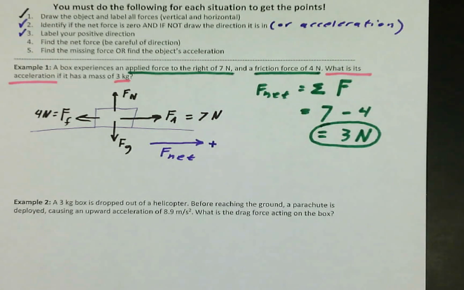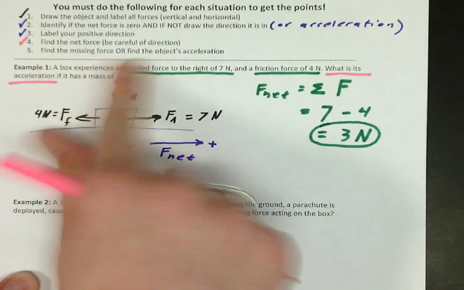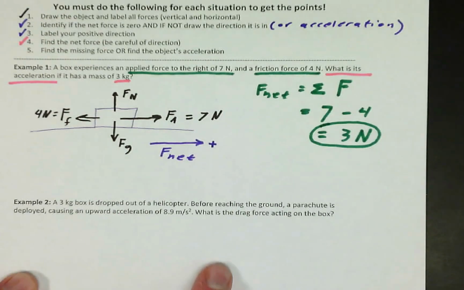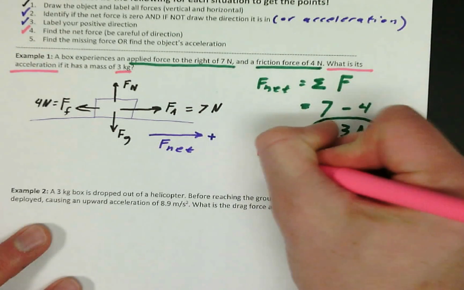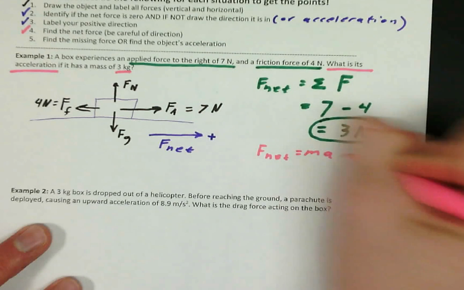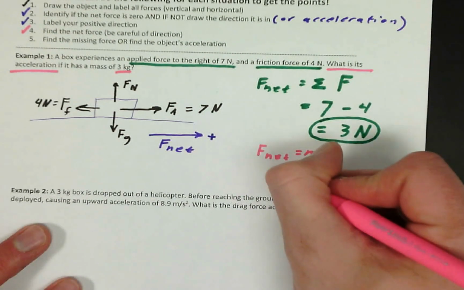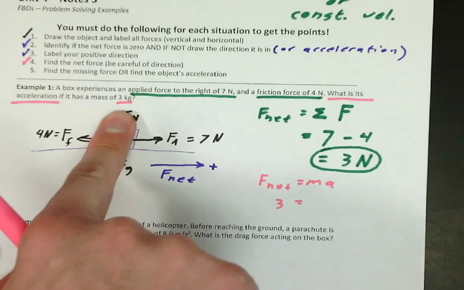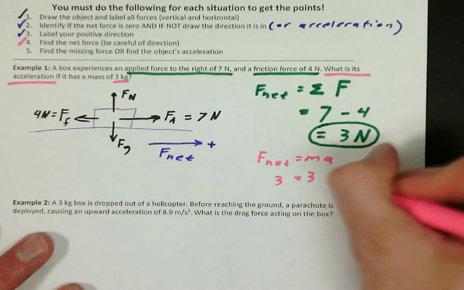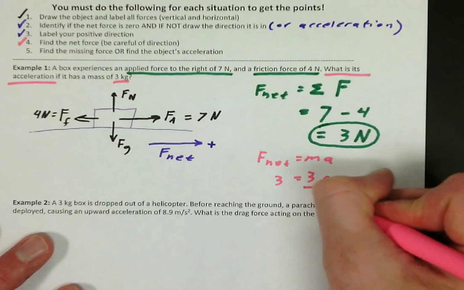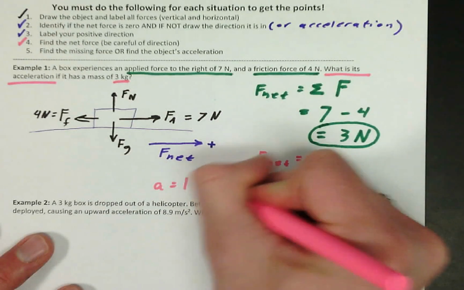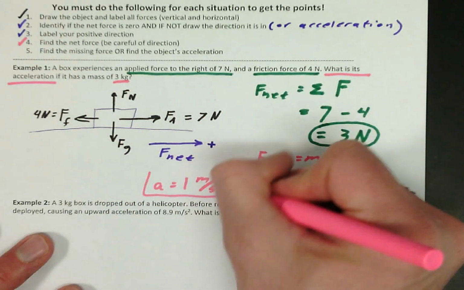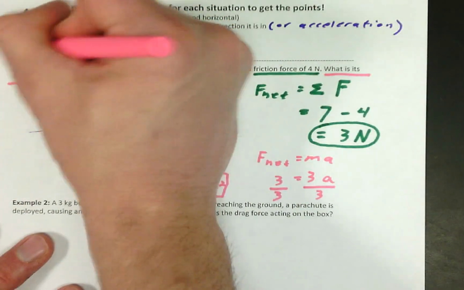Okay, I found the net force. Now what? Find the missing force or find the acceleration. I want to know the acceleration. So I'm going to use this other equation, F net equals ma. I just found the net force to be 3. The problem said the mass is 3. Solve for a. Divide both sides by 3. And you get a is 1 meter per second squared. And that is my answer.